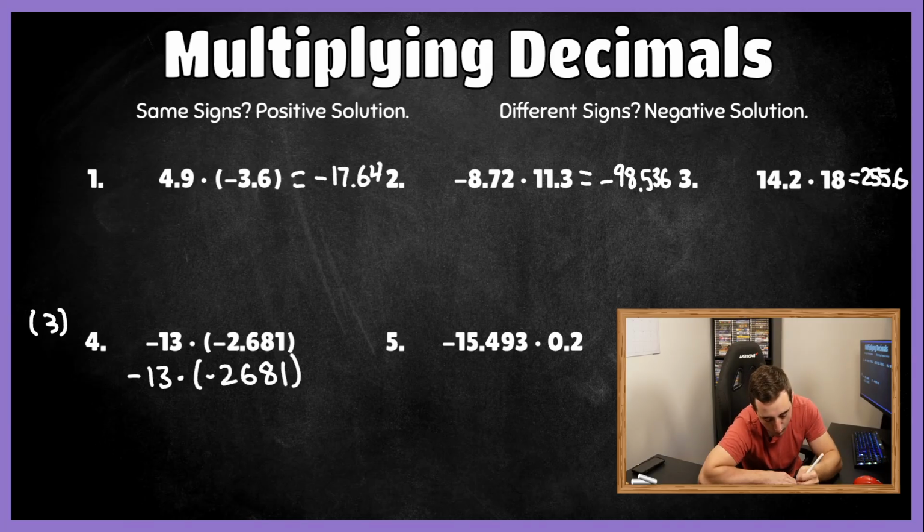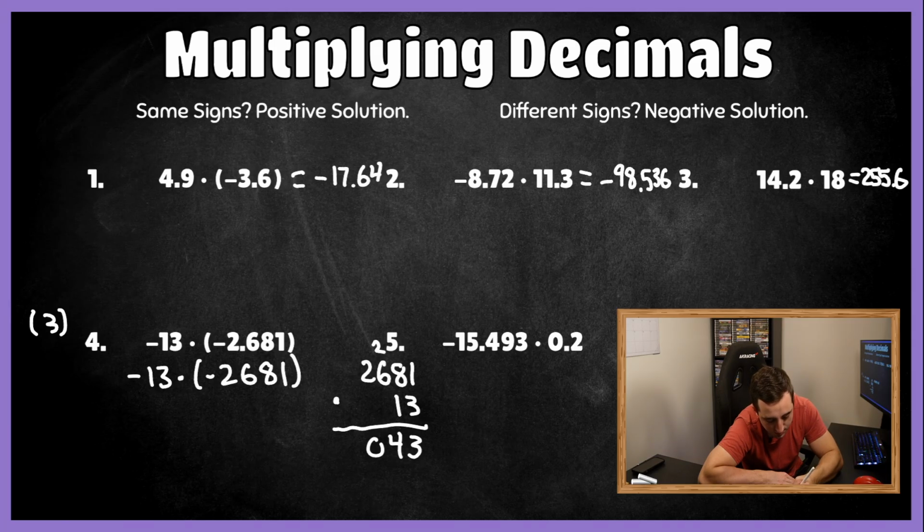So we'll write our larger one first. We have 2,681. We'll just jot that over here. Times 13. 3 times 1 is going to give us 3. 3 times 8 is 24. Carry 2. 3 times 6 is 18 plus 2 gives us 20. Carry the 2. 3 times 2 is 6 plus 2 gives us 8. When we move down to the next line, add a 0 once again, and then just ignore these.